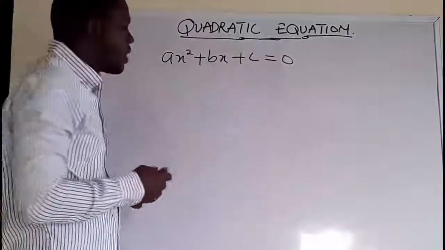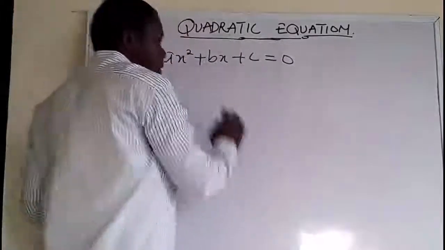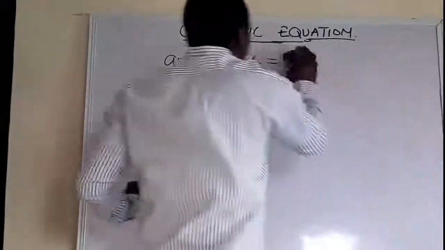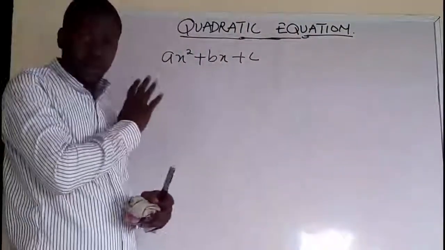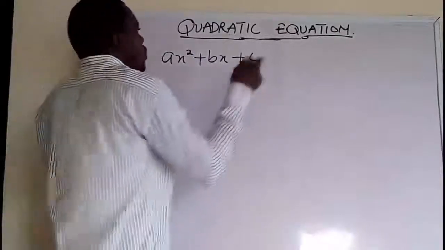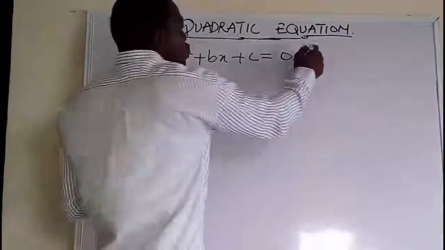It is an equation because it has this equal to. When you have something like this without the equal sign, it is just an expression. So when you put equal to 0 there, it becomes an equation.